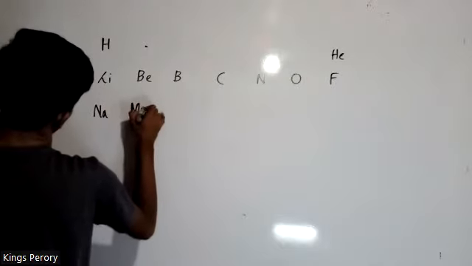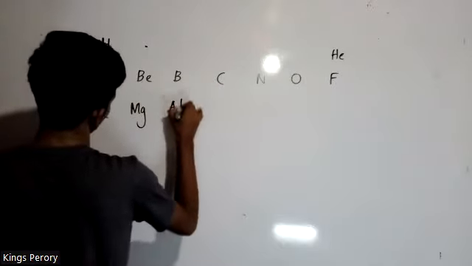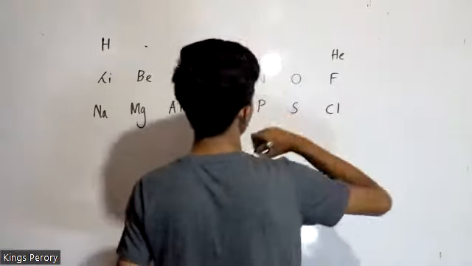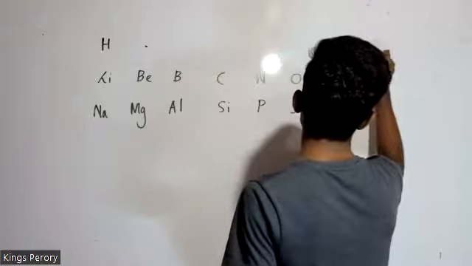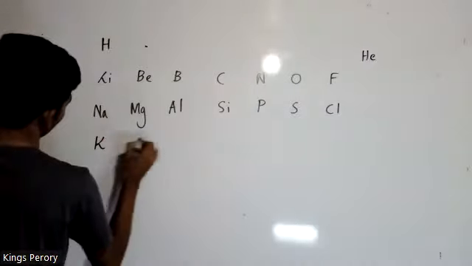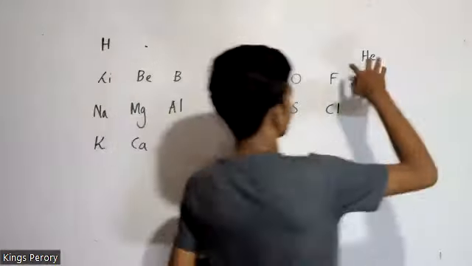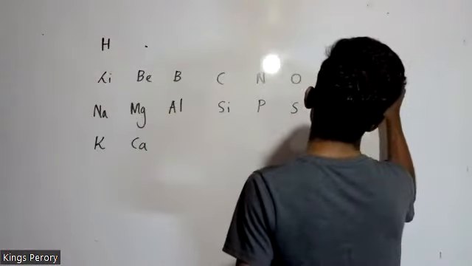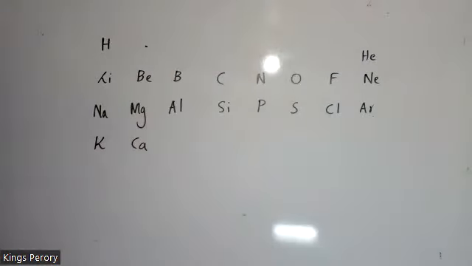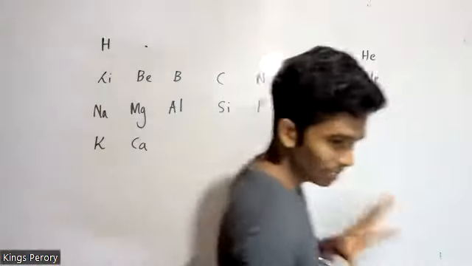sodium, magnesium, aluminium, silicon, phosphorus, sulfur, chlorine, noble gases are right. Potassium, calcium. What are the noble gases? Helium is there, neon is there, argon is there. These are the three noble gases. So the periodic table is a must to memorize.